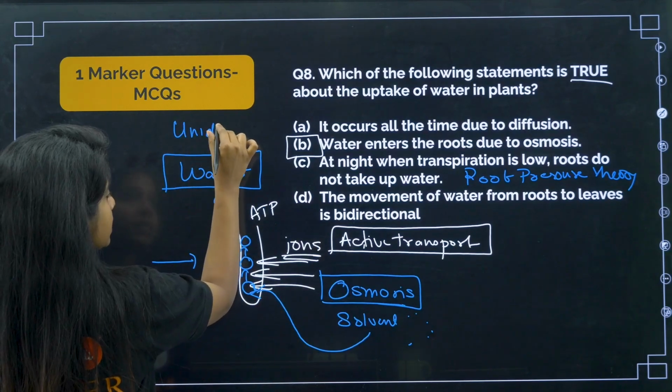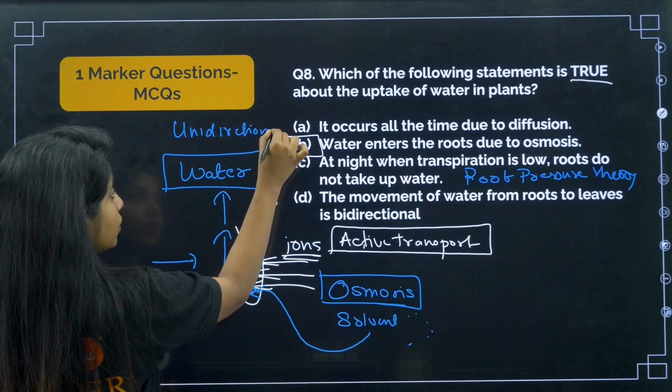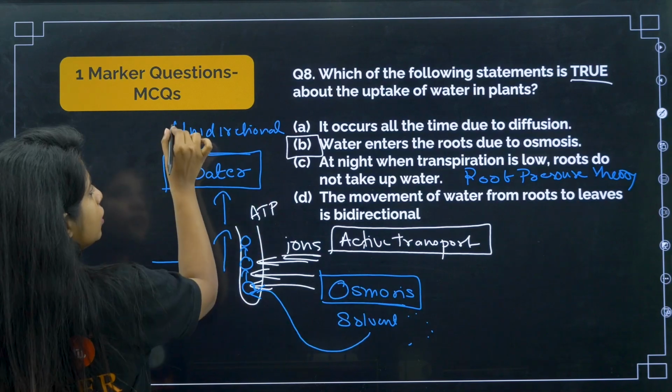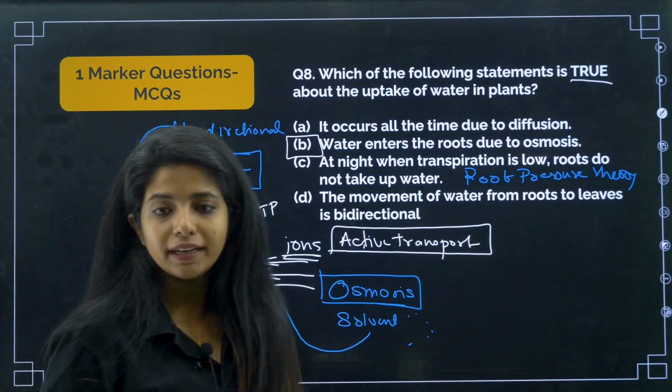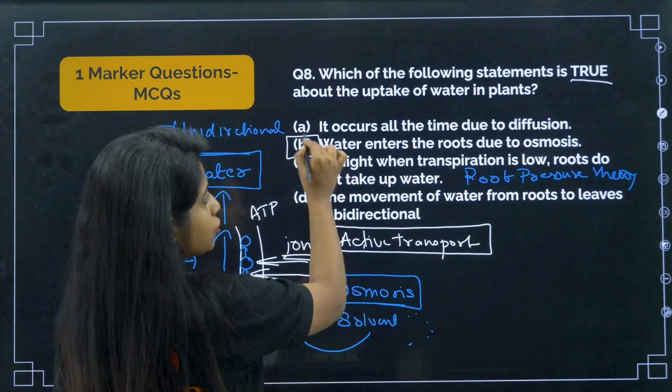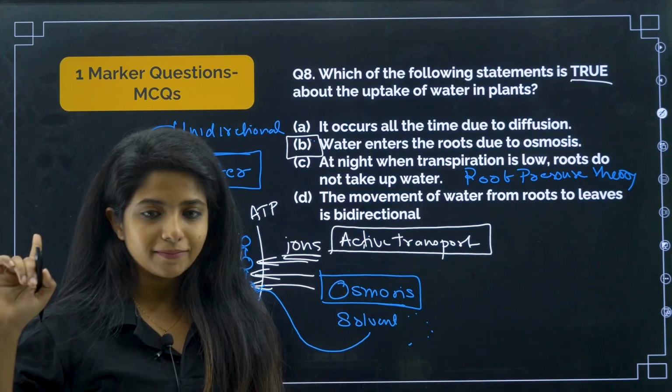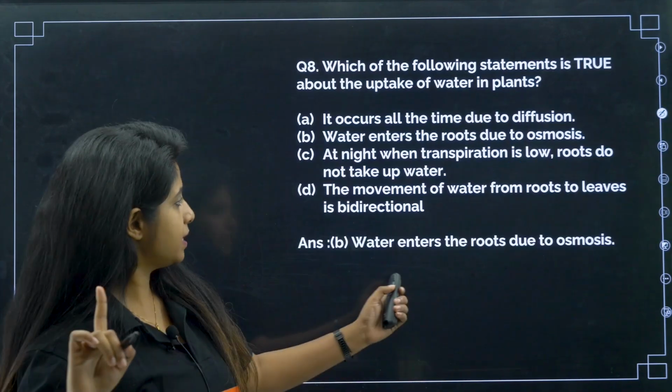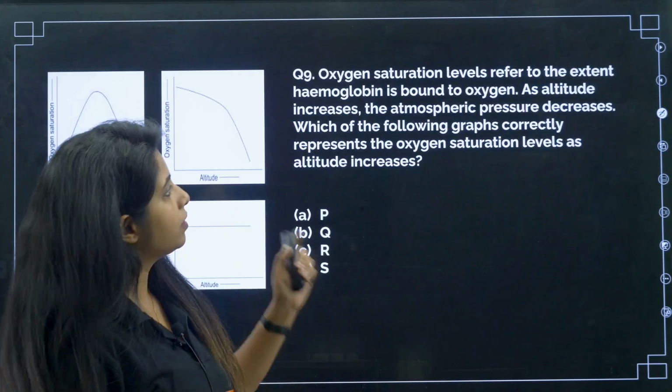So I'll tell you, in xylem tissues which are responsible for the transport of water molecules, the flow is always what? Unidirectional. So this is again wrong. What is true? Only one statement is true, that is B. Cool. So B is the correct answer for this. Cool. Now the next question.